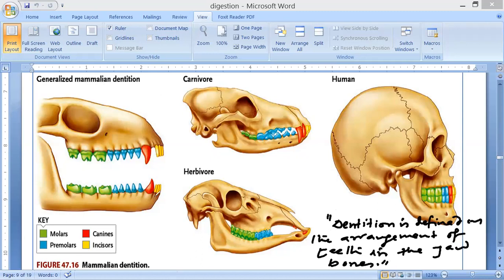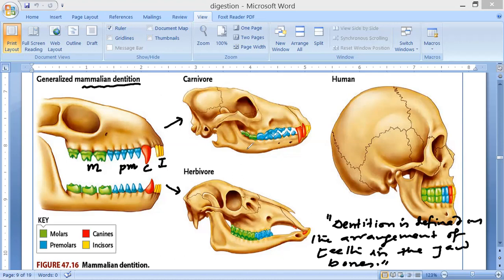And in humans, our dentition is heterodont type. It means we have 4 different types of teeth. This is mammalian dentition, and also in humans, we will find 4 types of teeth. So this is the generalized mammalian dentition. Here you are seeing the incisors, the canines, the premolars, and the molars. Now they are modified according to the diet pattern.